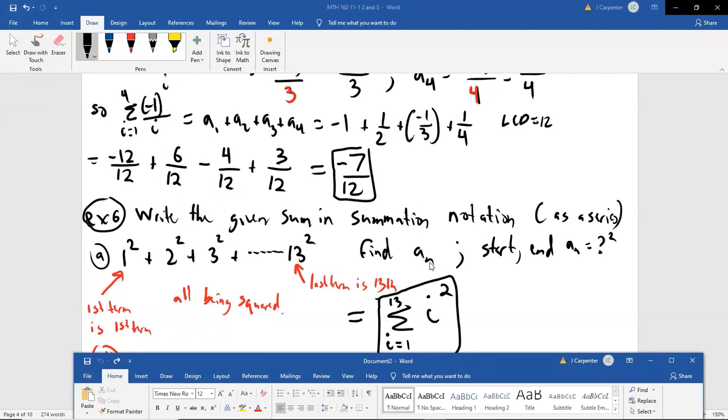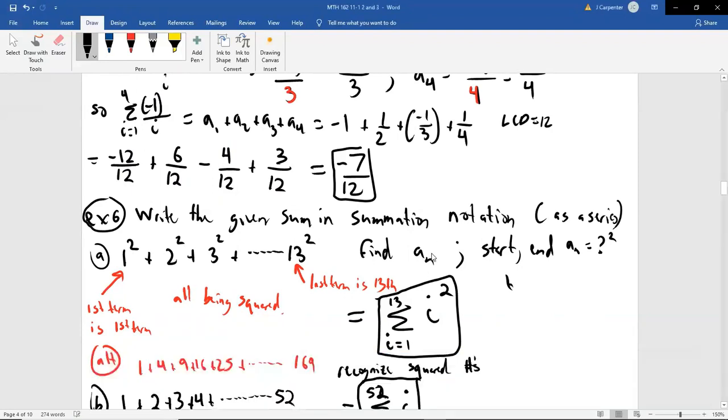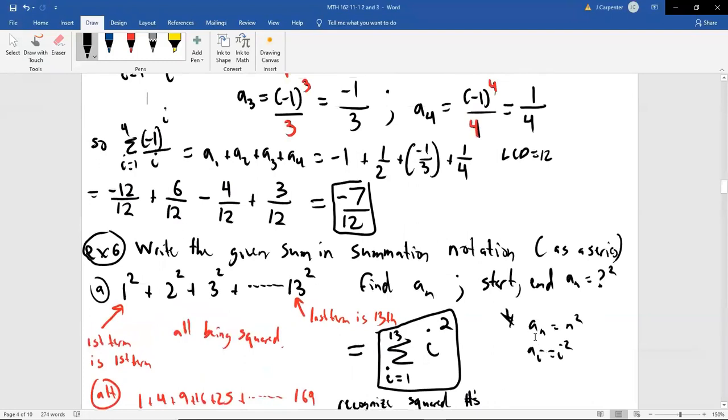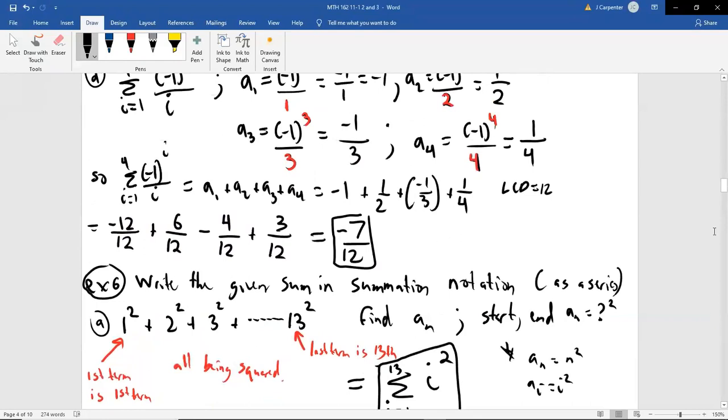So each of these a sub n's will be n squared, or if you prefer, a sub i is i squared. It doesn't matter what letter you use as long as you're consistent. If I want to write a sub j, it would be j squared. If I want to write a sub z, it would be z squared. There we go.